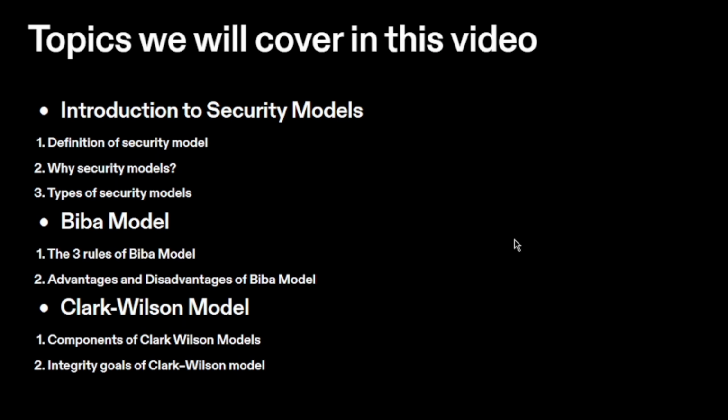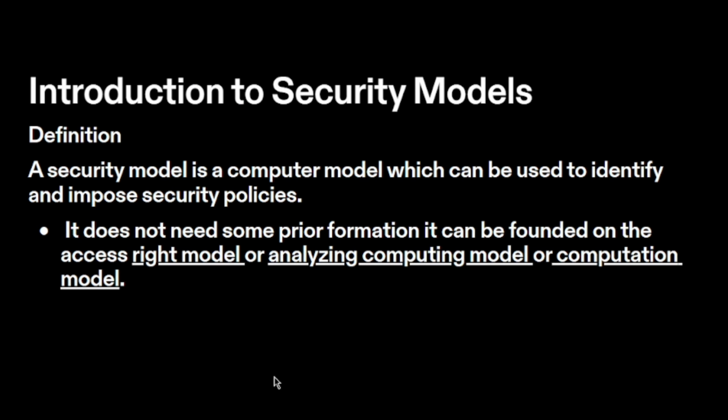So let's get started. Topics we will cover in this video: Introduction to security models. We'll be looking at the definition of security model, why security models are needed, types of security models. Then we'll be looking at one of the security models, which is the Biba model, the three rules of Biba model, advantages and disadvantages of Biba model. Then we'll be looking at the Clark-Wilson model, components of Clark-Wilson model, integrity goals of Clark-Wilson model.